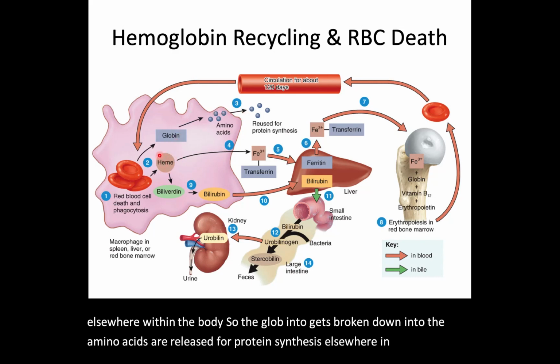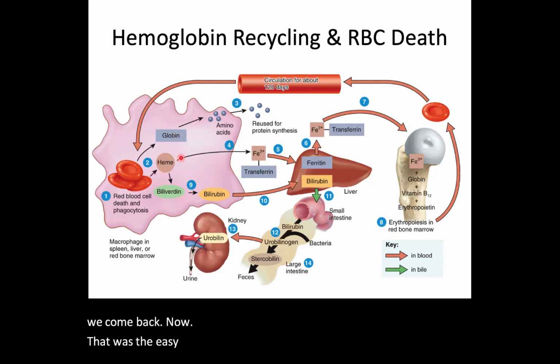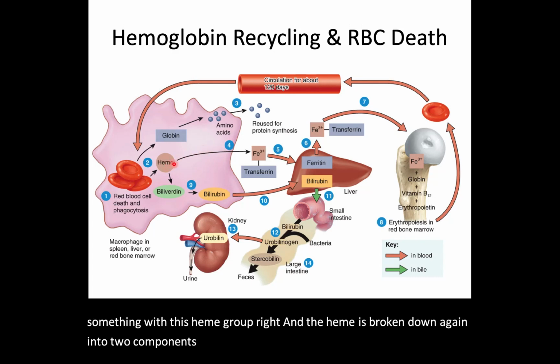And we come back now. That was the easy part. Now we have to come back and do something with this heme group. The heme is broken down again into two components, the iron component and the protein component.